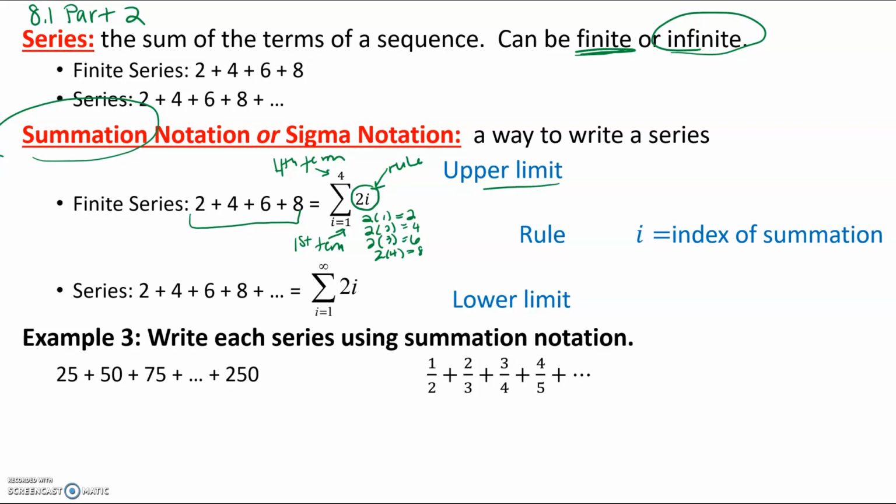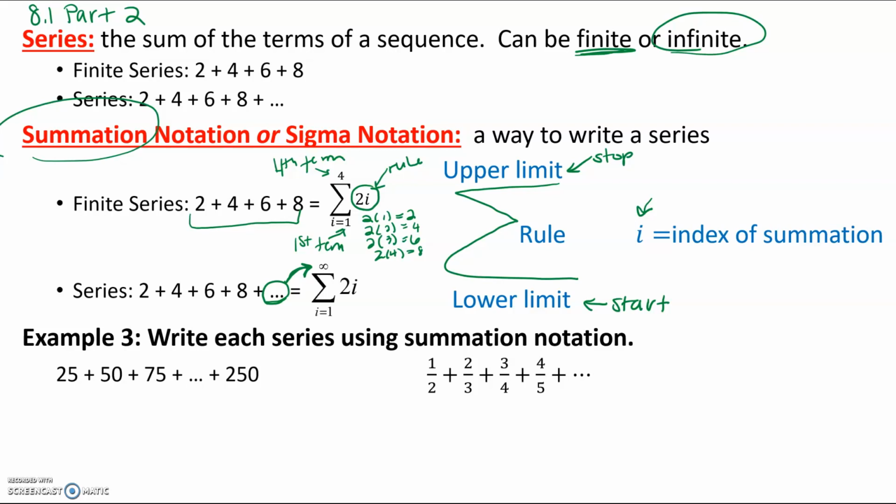So I have my upper limit on top. That's where I'm stopping. I have my lower limit. That's where I'm starting. And inside I have my rule. And instead of using n like we did for sequences, we're going to use i. That's our index of summation. Okay, so the only difference between the finite series and the infinite is notice that I do have the dot dot dot, so that's telling me that instead of putting a number up on top, my upper limit is going to be infinity because it's going on forever.